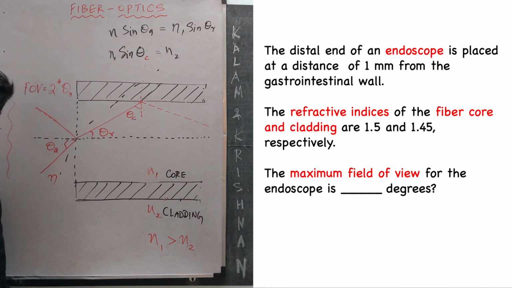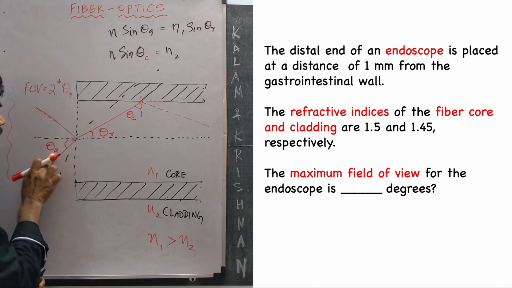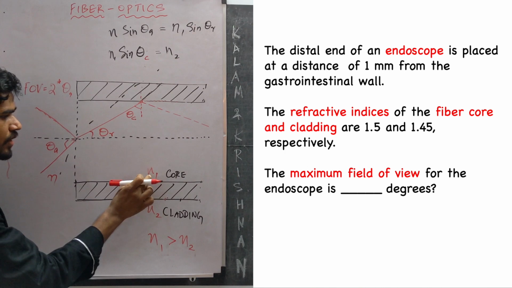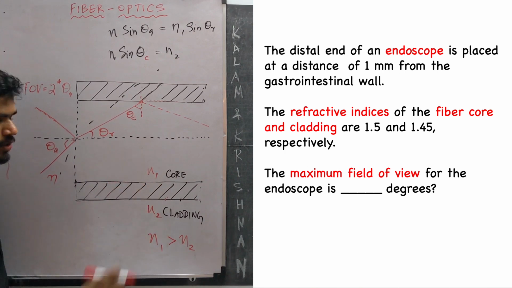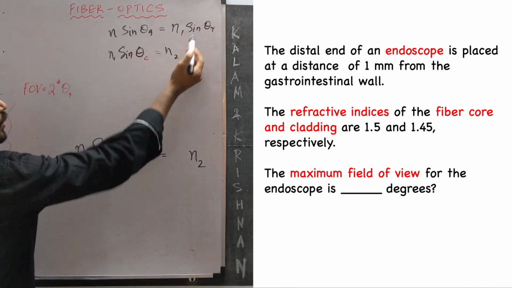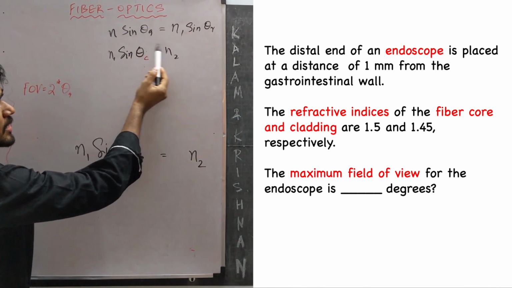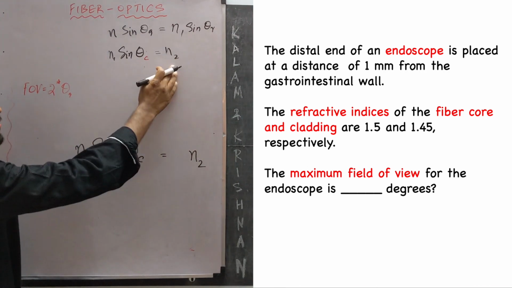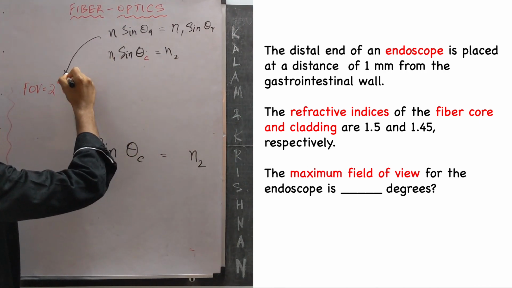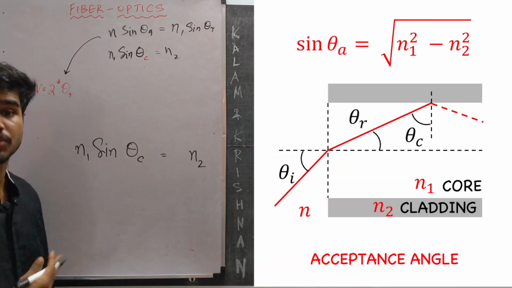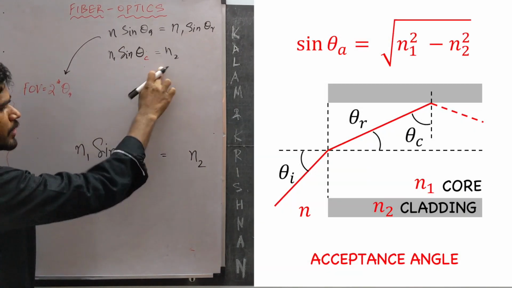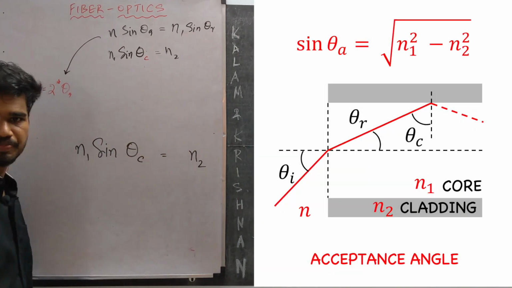All we need to do to solve the problem is to find out what is theta A in terms of the refractive indices N1 and N2. Then we are done. So let's do that. We already wrote down these 2 relations based on Snell's law. If we could solve for theta A based on these 2 relations in terms of N1 and N2, we can in turn find the field of view. Let's do that. I have written the bottom equation in a slightly enlarged form.